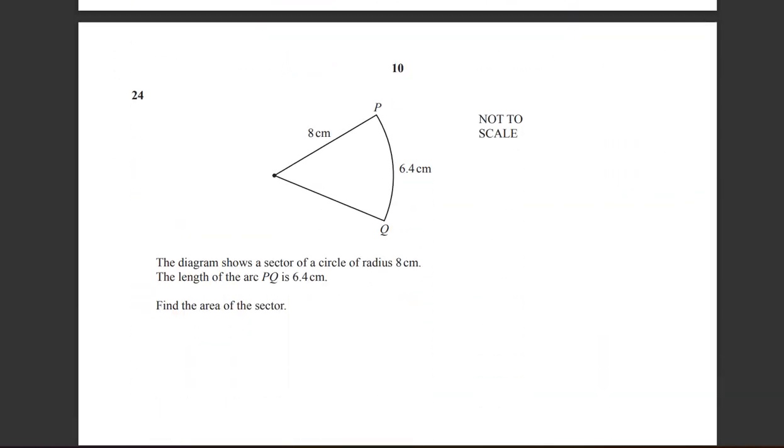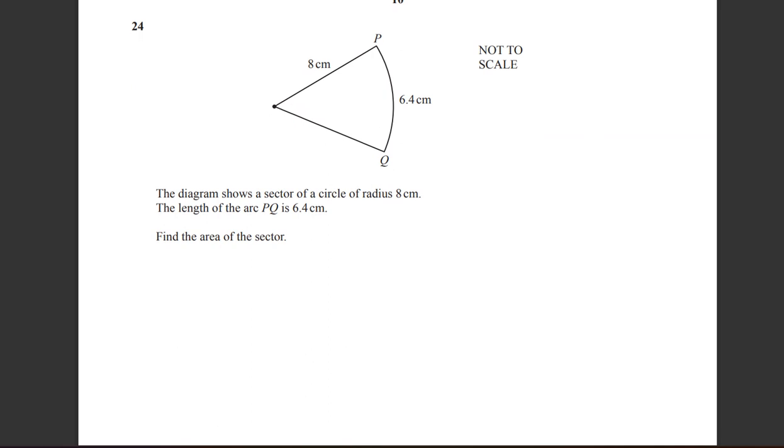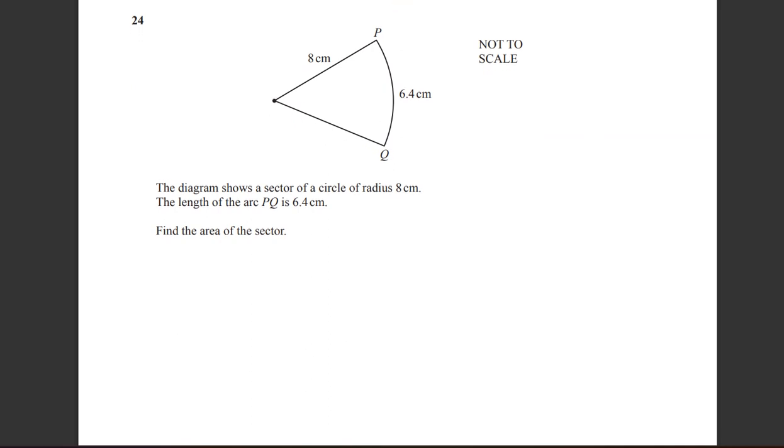Okay, for question number 24. The diagram shows a sector of a circle of radius 8 centimeter. The length of the arc BQ equals 6.4 centimeter. Find the area of the sector. What is the rule of area of sector? Theta over 360 multiplied by pi r squared.